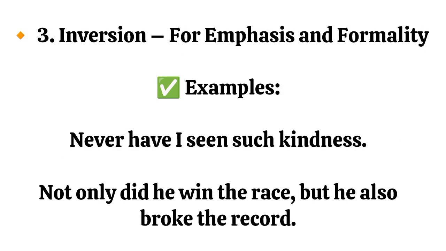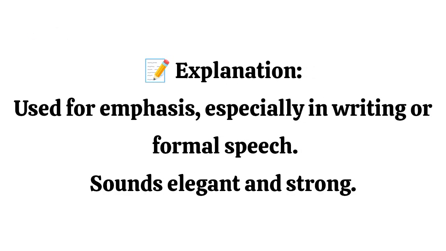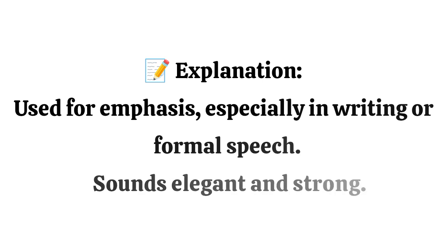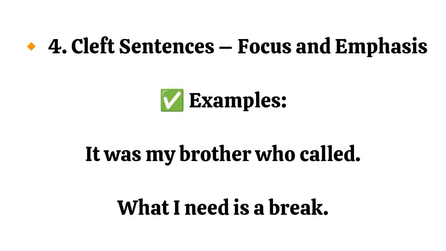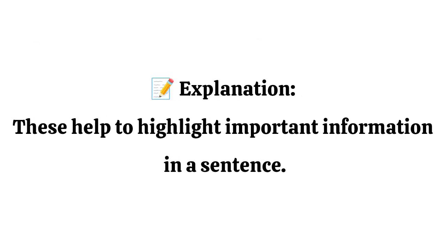3. Inversion for emphasis and formality. Examples: Never have I seen such kindness. Not only did he win the race, but he also broke the record. Explanation: Used for emphasis, especially in writing or formal speech. Sounds elegant and strong. 4. Cleft sentences: focus and emphasis. Examples: It was my brother who called. What I need is a break. Explanation: These help to highlight important information in a sentence.